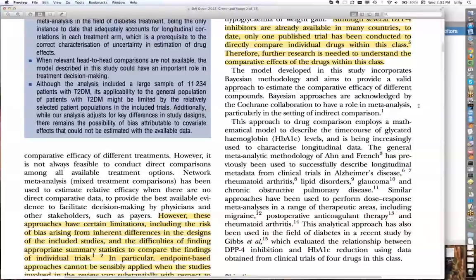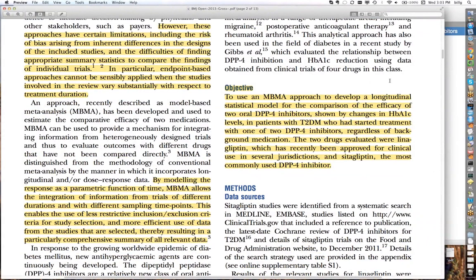Okay, and then the stated objective here is to use model-based meta-analysis to develop a longitudinal statistical model for comparing the efficacy of linagliptin and sitagliptin, as measured by changes in HbA1c levels in patients with type 2 diabetes. Yeah, same story.